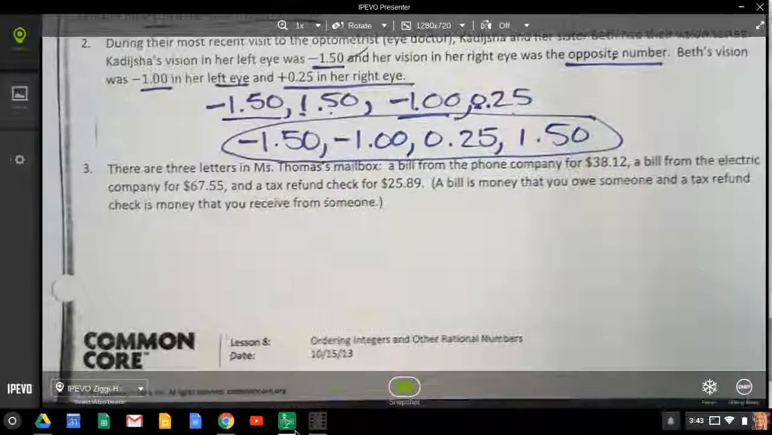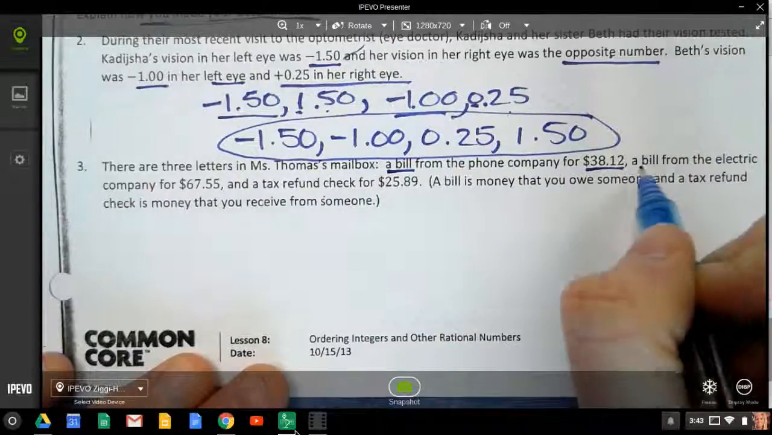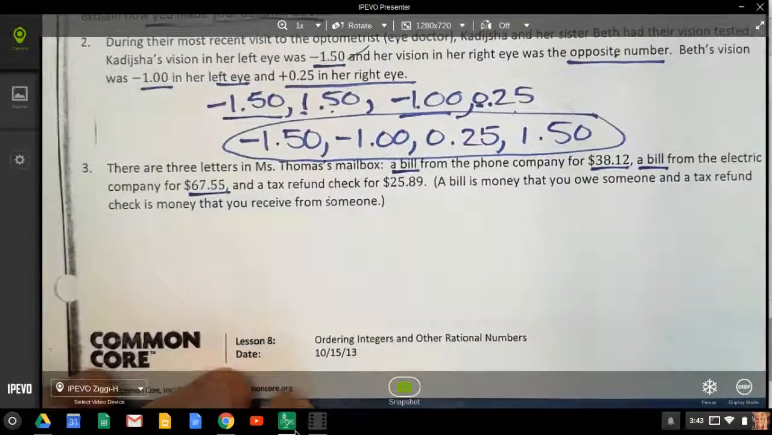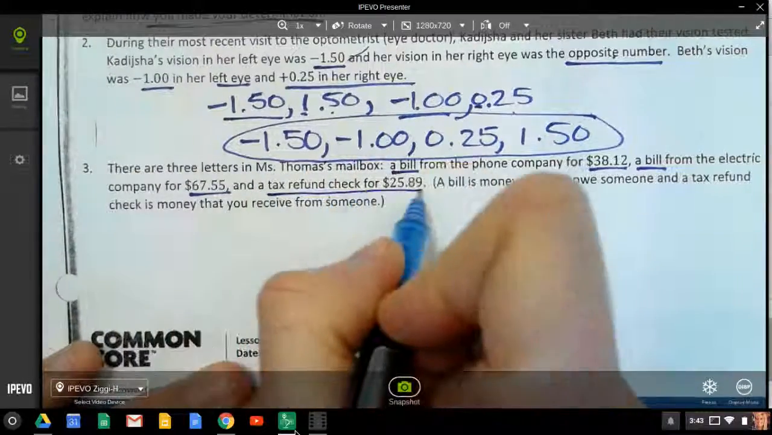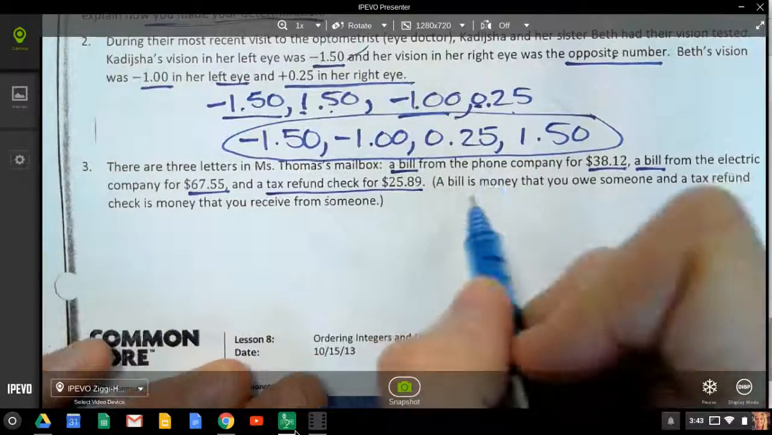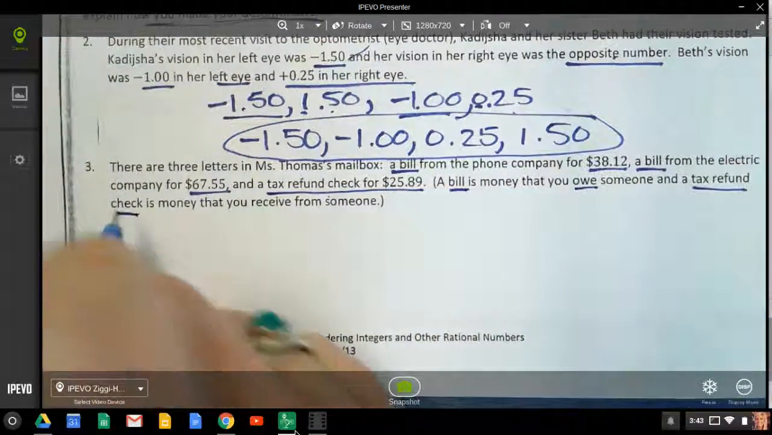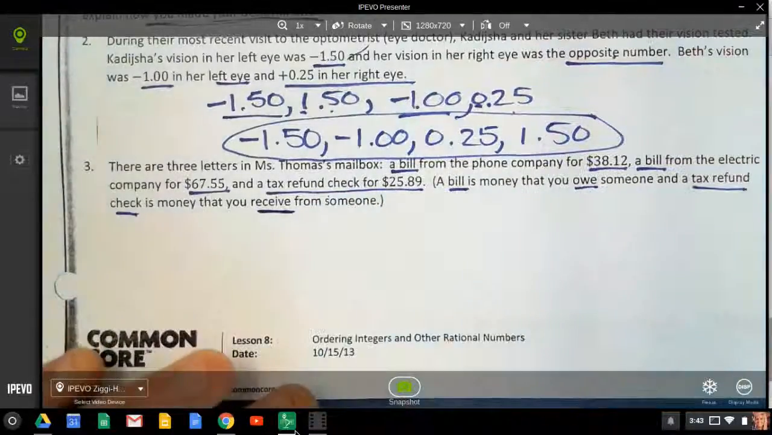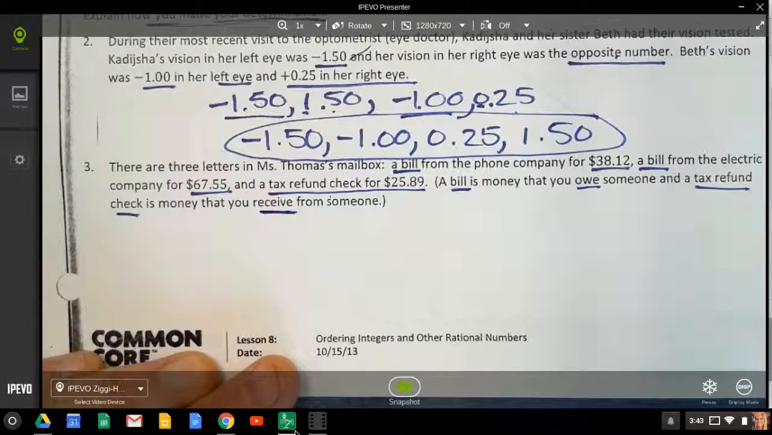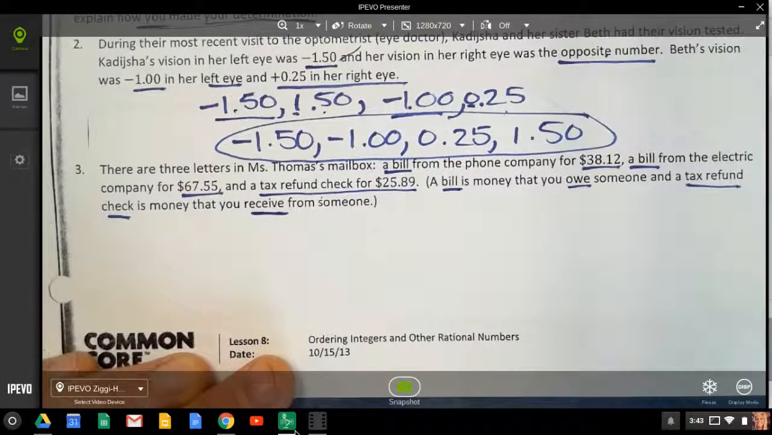Okay, there are 3 letters in Mrs. Thomas's mailbox. A bill from the phone company for $38.12. A bill from the electric company for $67.55. And a tax refund check for $25.89. Now it says here, a bill is money that you owe, and a tax refund check is money that you receive. So that's a good thing. So right now I want you to represent these rational numbers as either a negative or positive based on the words in the problem. So pause the video and do that now.